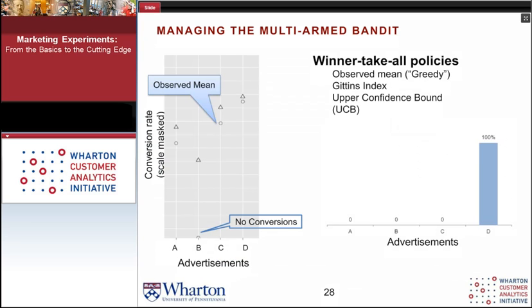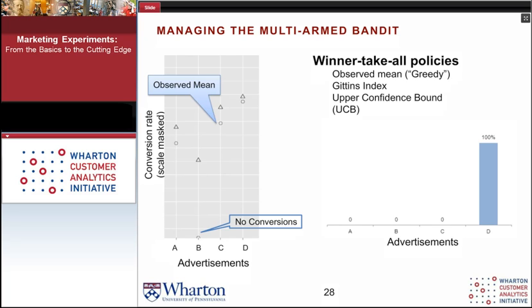So one way, as I mentioned, to manage this multi-arm bandit is quite simple. Let's just look at a case of 4 advertisements, A, B, C, and D. These actually are from the example from the field experiment that I was able to run. And you might see that some have higher observed conversion rates than others. So for instance, ad D has the highest observed conversion rate.